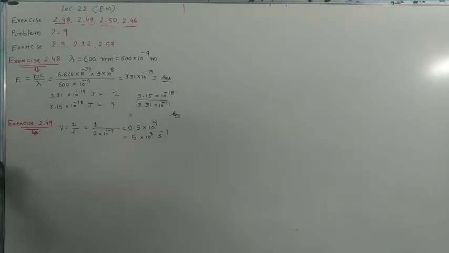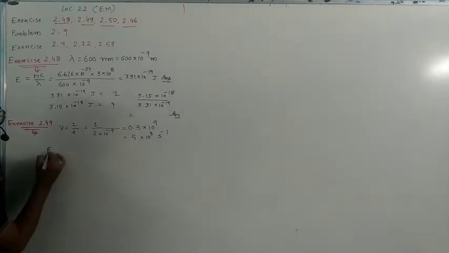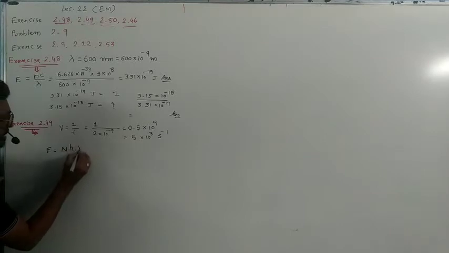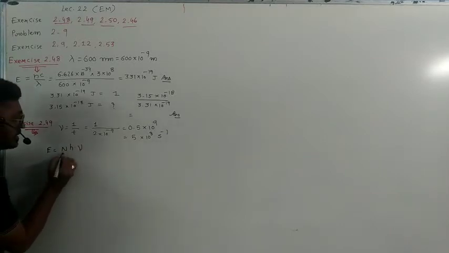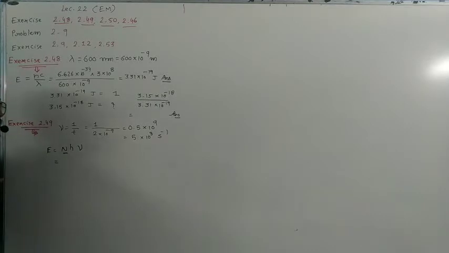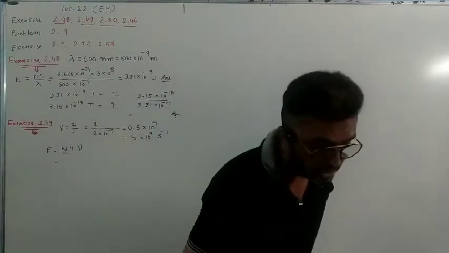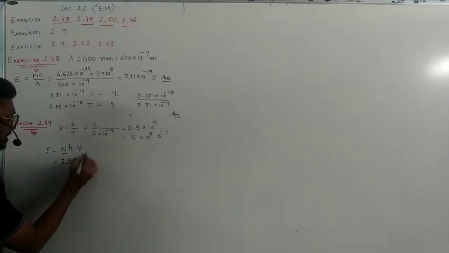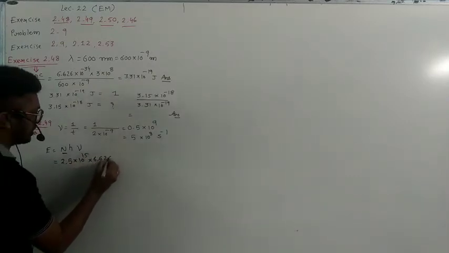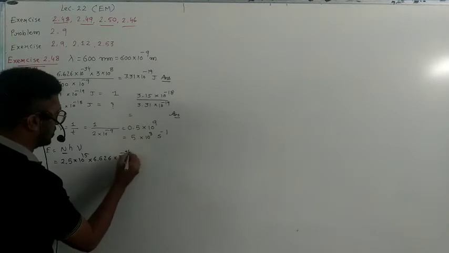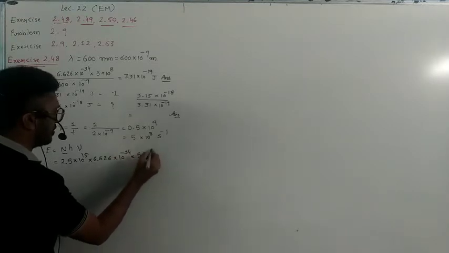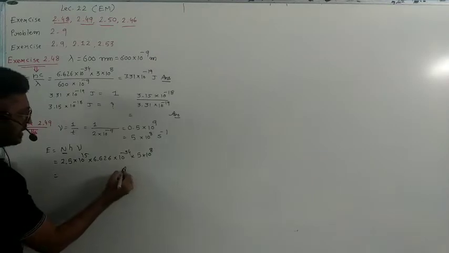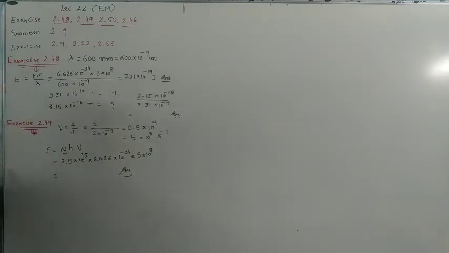Now we have to calculate energy. We know that E is equal to N h nu. N is here because the number of photons is given in the numerical. The number of photons is 2.5 into 10 raised to 15, times 6.626 into 10 raised to minus 34, times 5 into 10 raised to 8. Now you all have to solve this calculation.